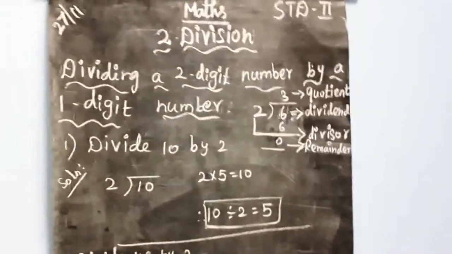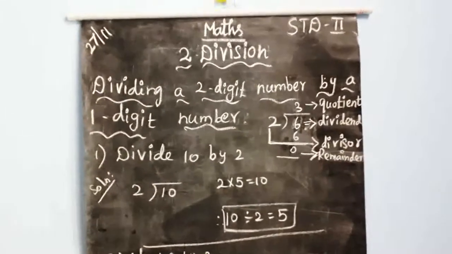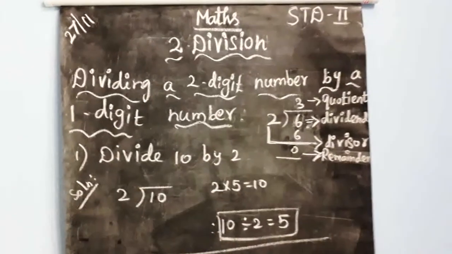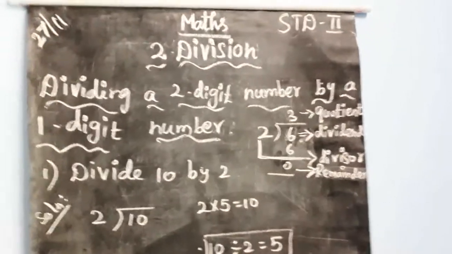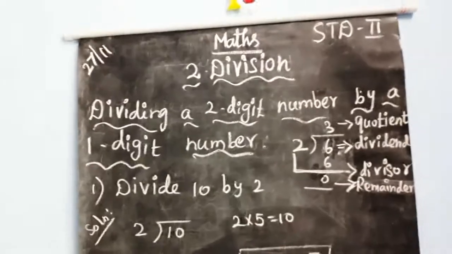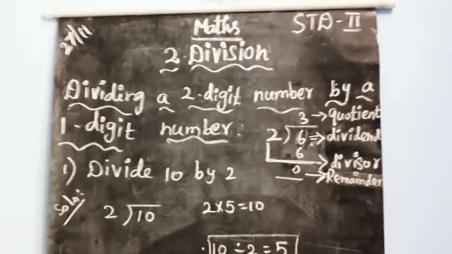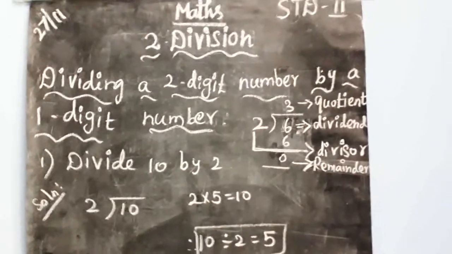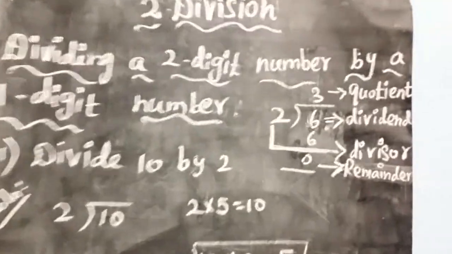In the last class we learned about division as repeated subtraction. Today we are going to see dividing a two-digit number by a one-digit number.